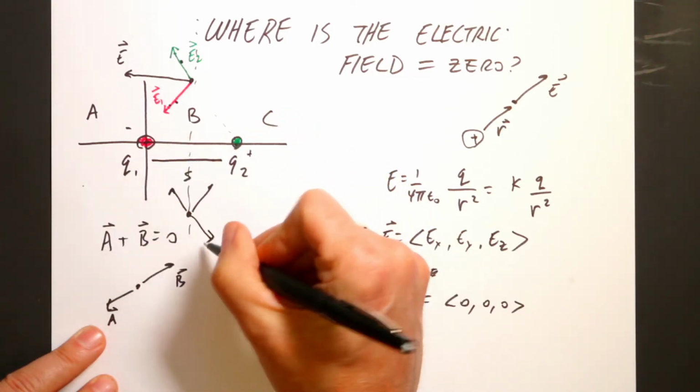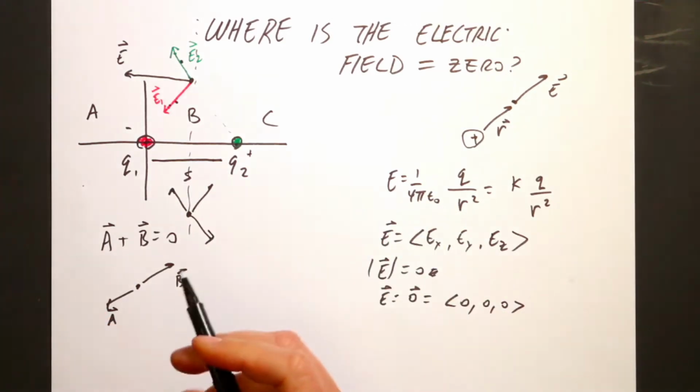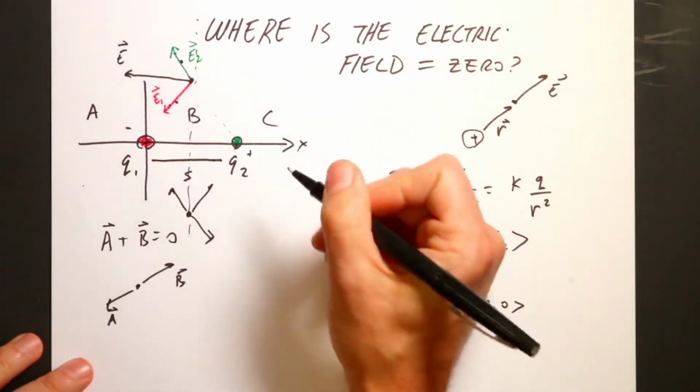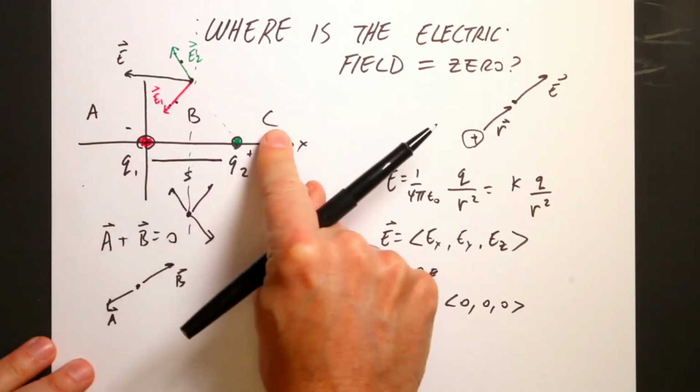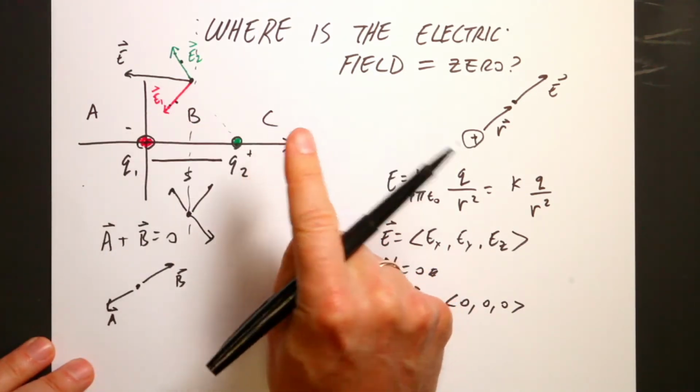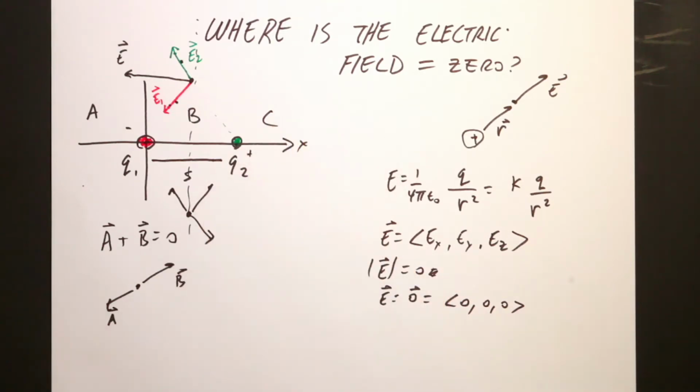When, then it'd be like that. They don't add up to 0. They can't. The only way is on the x-axis. Okay, so with that being said, now I have three regions, A, B, and C, where the electric field could indeed be 0, and we'll start with location C.